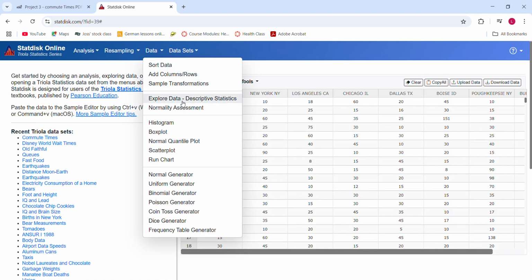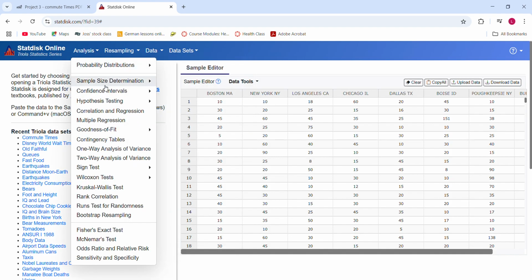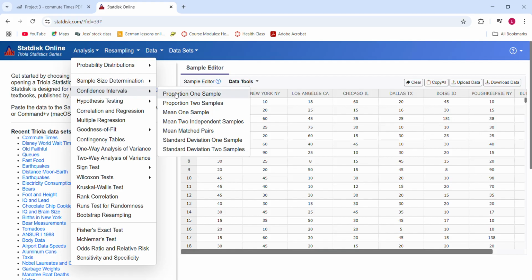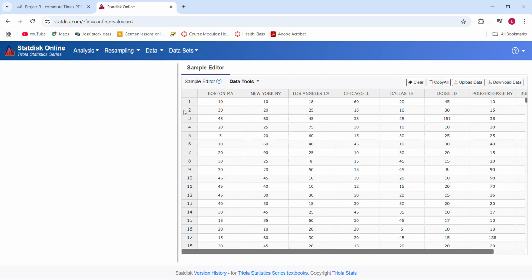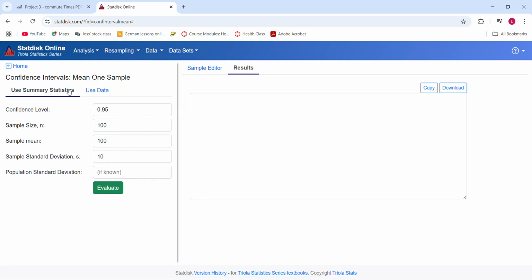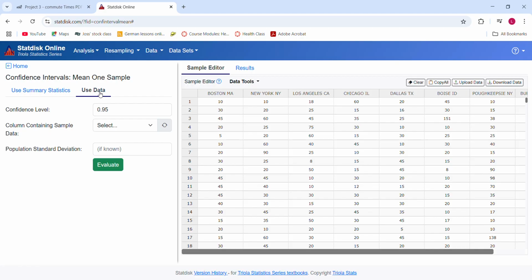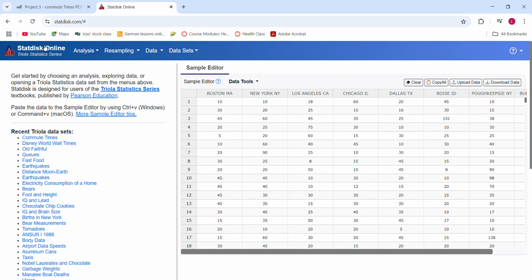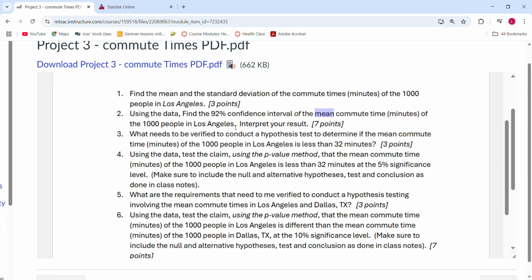So for number 1, that's descriptive statistics, which we've used before. And then under analysis, you'll notice that we have confidence intervals. Again, make sure you select the correct one. And again, it said means, and it's just for LA, so it's just one sample. Again, you can use summary statistics, but I think it's easier to use the data since we have all the data in there. And again, make sure you select the correct city. Again, it was Los Angeles, and set your confidence interval. Once you have that done, you can evaluate and get your confidence interval. Going back to our project.